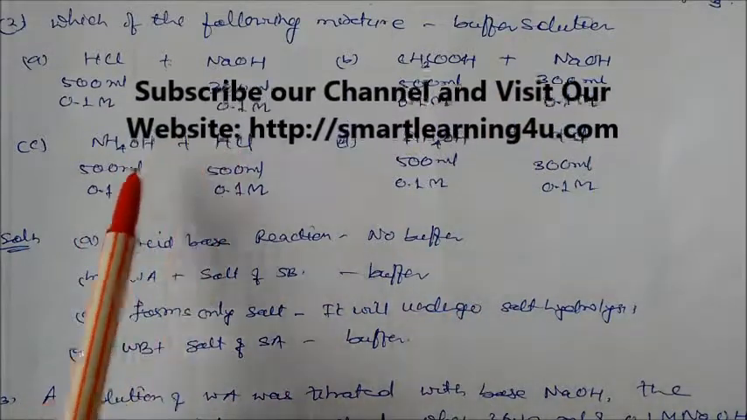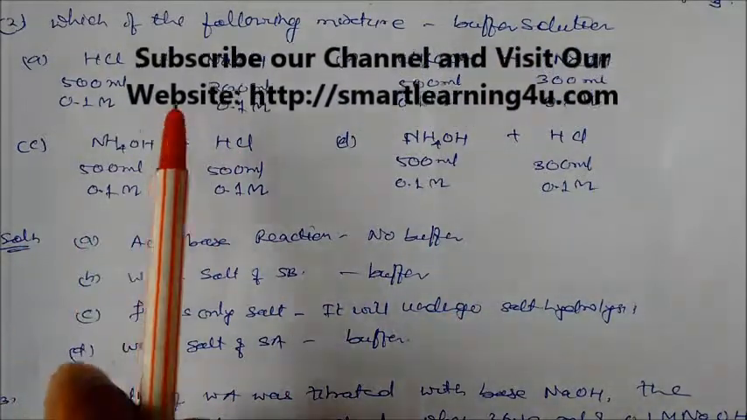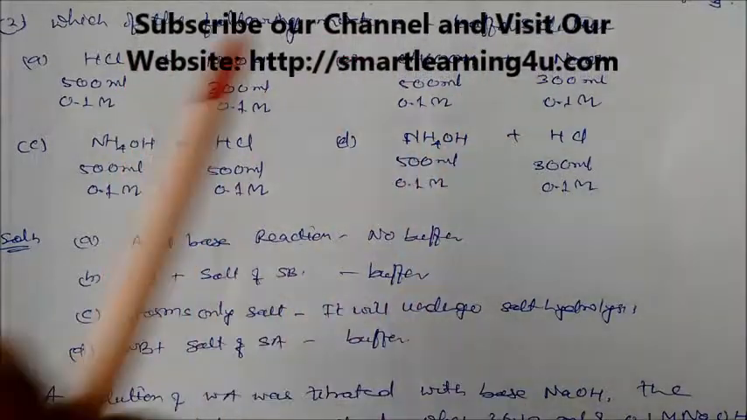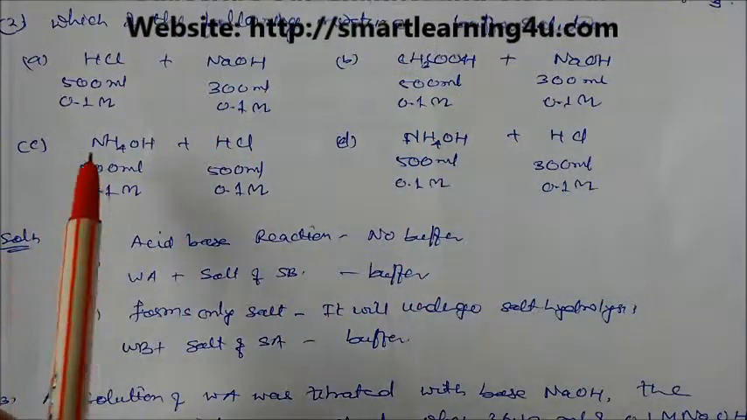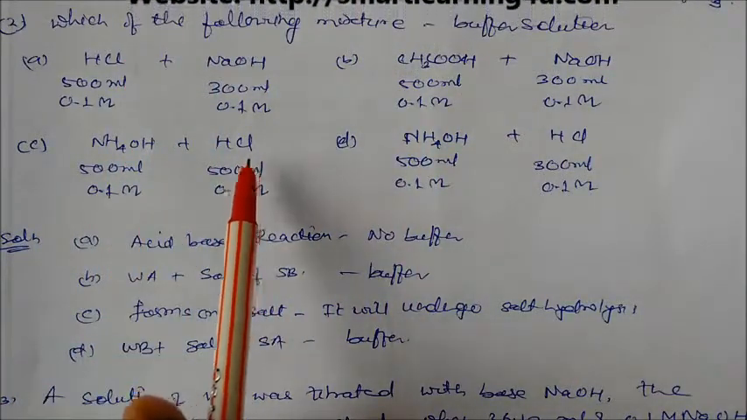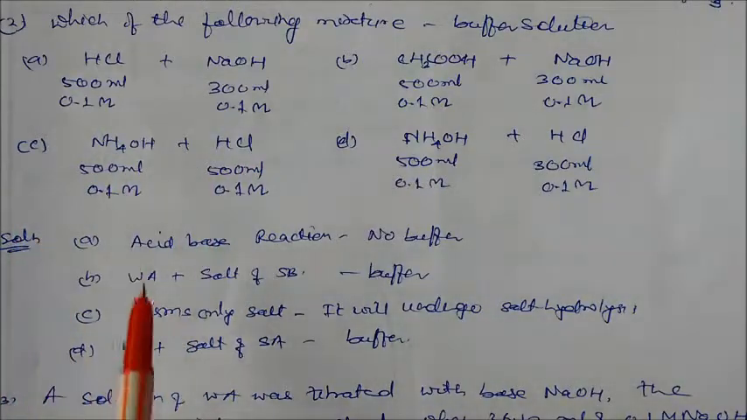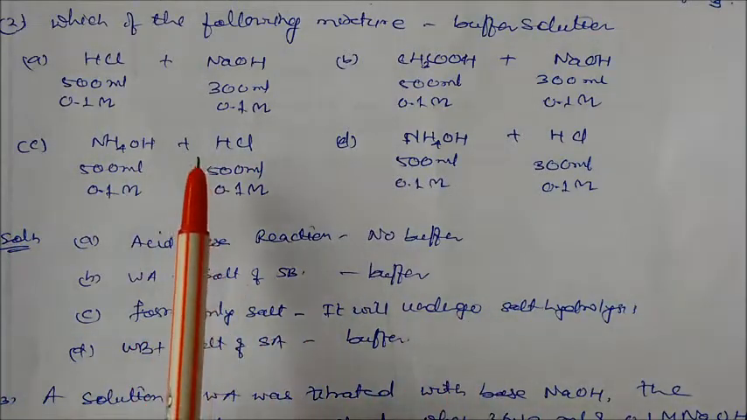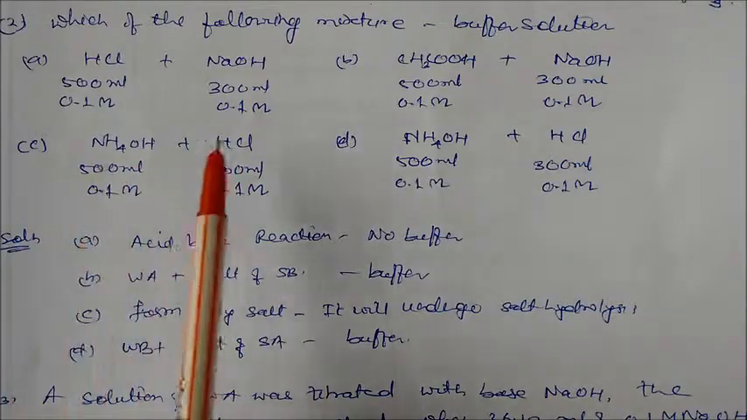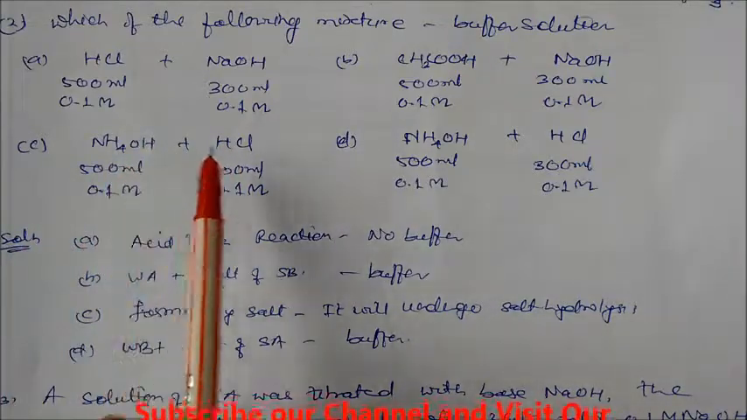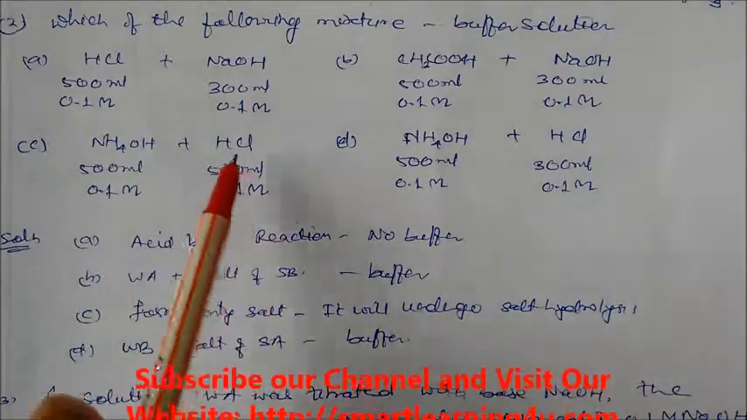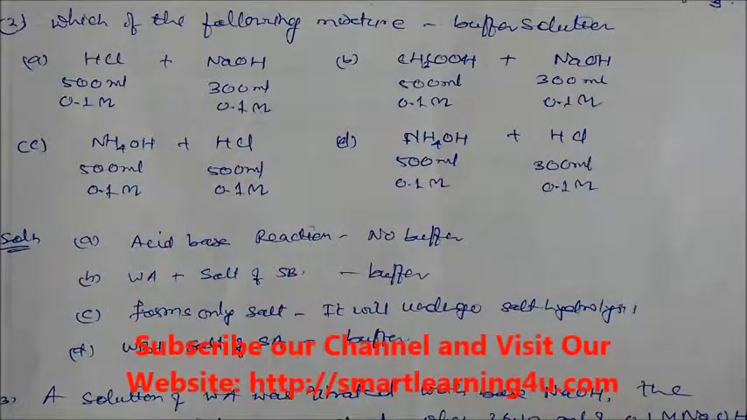Ammonium hydroxide and HCl: this cannot be a buffer, while the previous one can form a buffer. In ammonium hydroxide and HCl, this is a strong acid and this is a weak base. Again they will form a salt, which will undergo salt hydrolysis: ammonium chloride plus water. Ammonium chloride will react with the water to form acid and base again. So this cannot form a buffer.